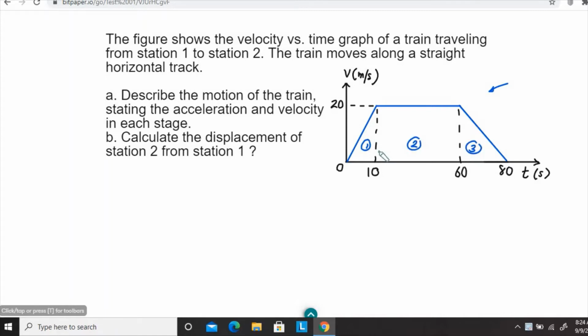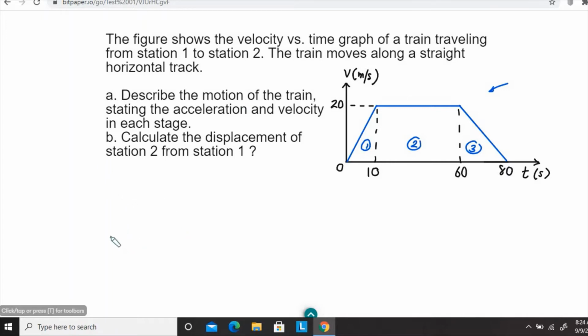We want to first describe the velocity, the acceleration in each of these stages. So that's part A or part 1 of this question. Second part is calculate the total displacement of station 2 from station 1. So that's the second part. So let me first draw kind of a sketch of what's going on.